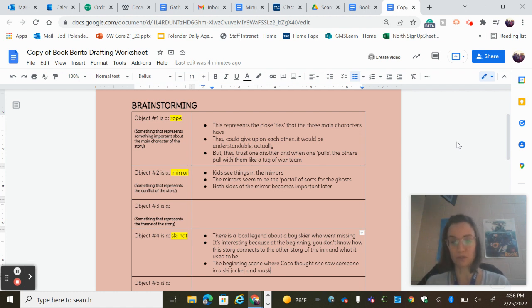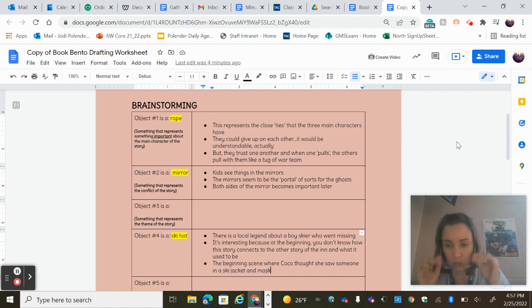Okay. Object number 2 is a mirror. If you've read the story, you know that mirrors are really important, and that represents the main conflict. As soon as they arrive at this inn that they go to, they see things in mirrors. I'm not going to be super specific, but it's a scary story, so you probably can guess. The mirrors seem to be a connection to this weird ghost world, and that shouldn't be a surprise because it's a scary story. And then both sides of the mirror become important later in the story. I can't actually talk to you about that. That's kind of a spoiler, but the mirror does become even more important as you get on through the story.